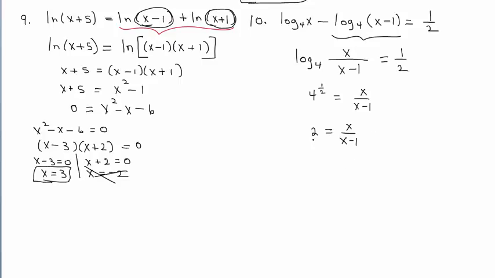Okay, how do you solve this equation? I think the easiest way is put 2 over 1 and cross multiply. Just be careful, you've got to distribute the 2 with the x and the minus 1. So the result would be 2x minus 2 equals the other product of x.